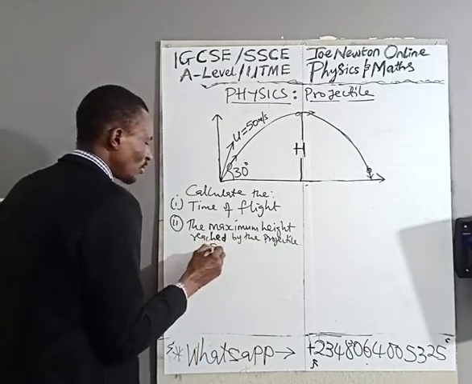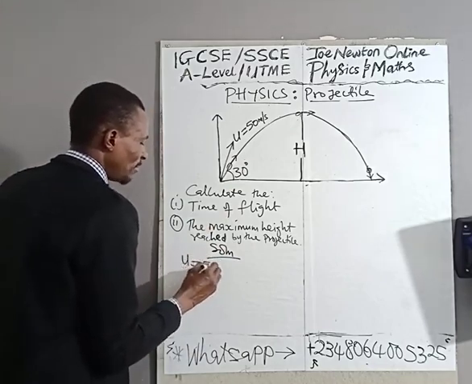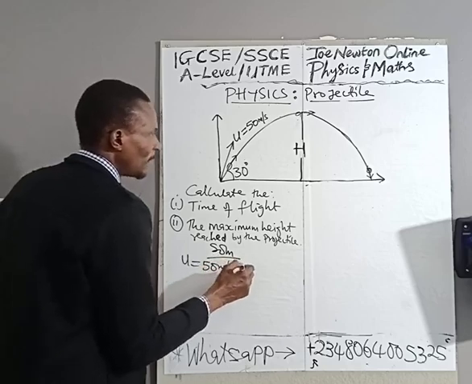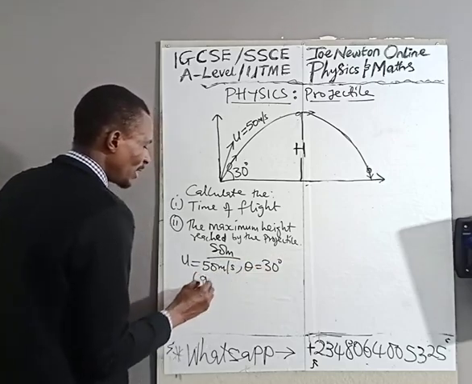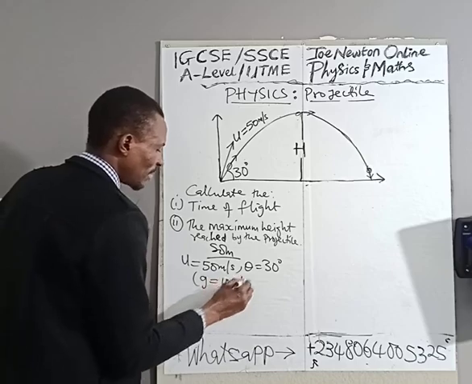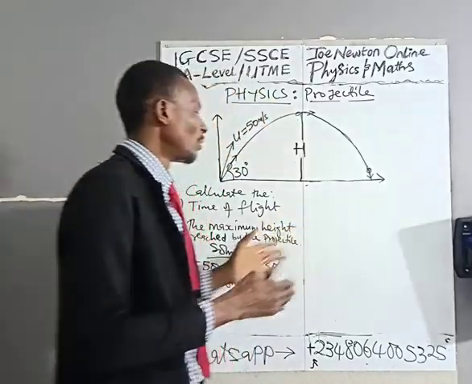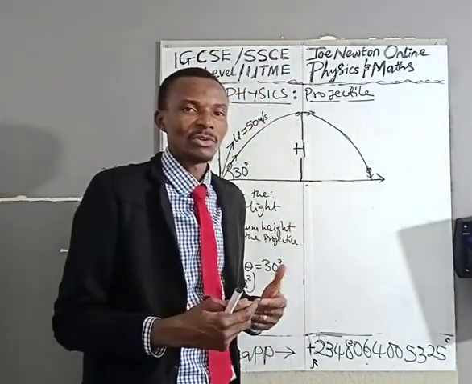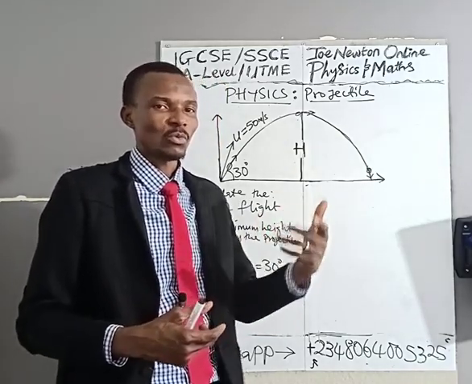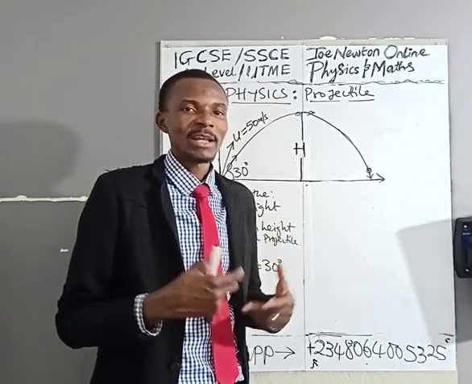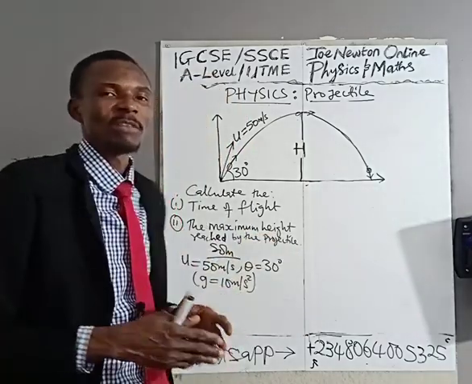Okay, solution. We are given that U is equal to 50 meters per second, and theta is equal to 30 degrees. Then do not forget that g is equal to 10 meters per second squared. That's acceleration due to gravity or gravitational field strength. Of course, in some advanced examinations, the value of g used is the average value, which is 9.8 meters per second squared. So be mindful of that when you're writing an A-level examination or when such is given to you. But in this case, we are using the approximate value.